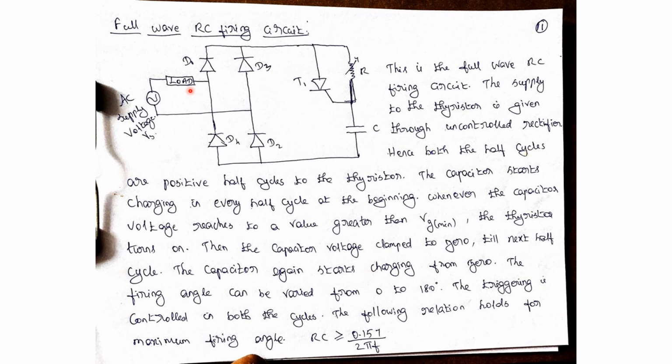AC supply is connected to the load. Here we are using four diodes D1, D2, D3, D4. Here the thyristor is connected. One variable resistor is connected, then a capacitor is connected. Here the AC supply is given to the thyristor through an uncontrolled rectifier. So what will happen? Both half cycles are positive half cycles. In both the half cycles, the thyristor will be triggered.